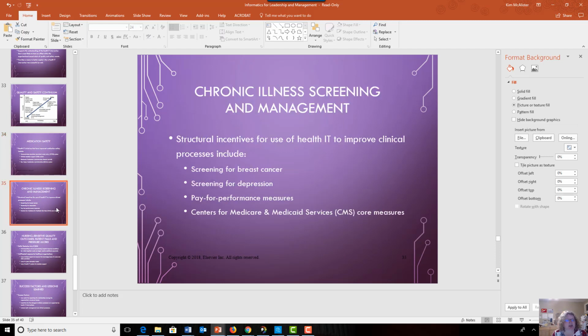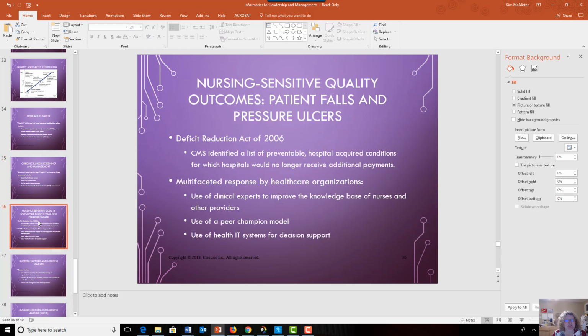Also, this can help with your chronic illness screening. It also deals with certain outcomes like falls and pressure ulcers. As of 2006, we had the Deficit Reduction Act that says CMS, that's the Centers for Medicare and Medicaid Services, decided we're not going to pay when hospitals cause someone to have a fall, or if somebody develops a pressure ulcer and other things that could be prevented.